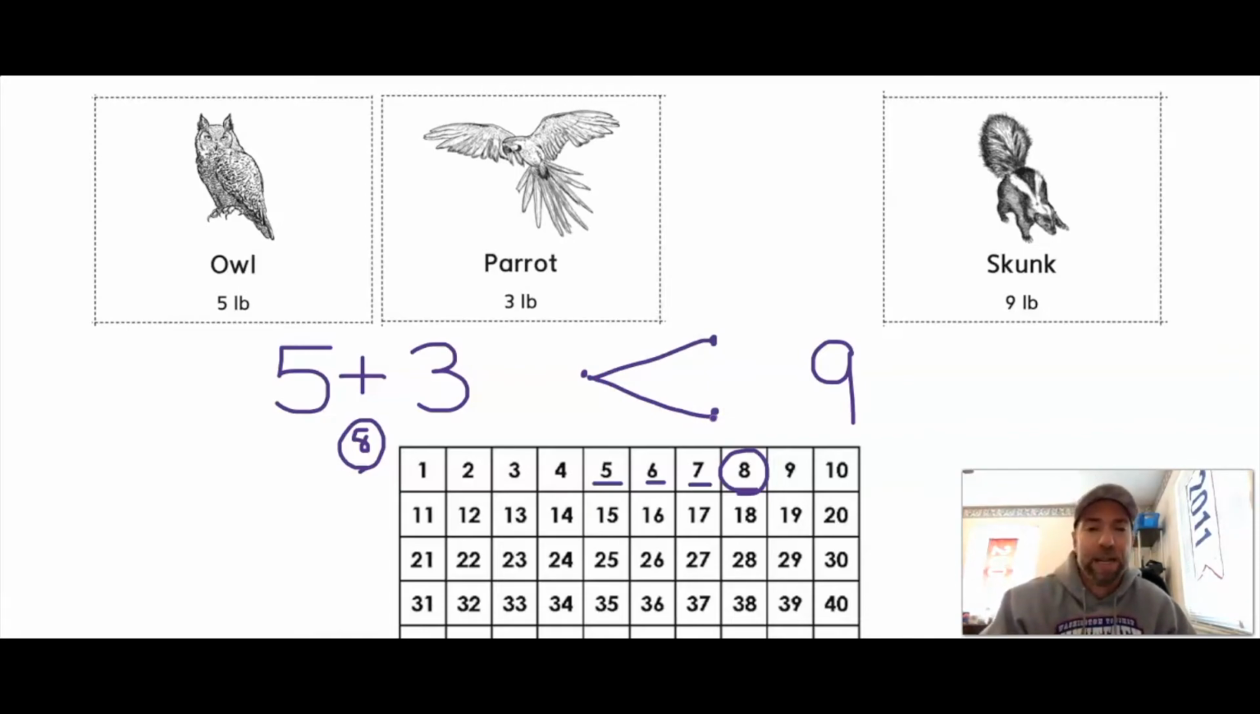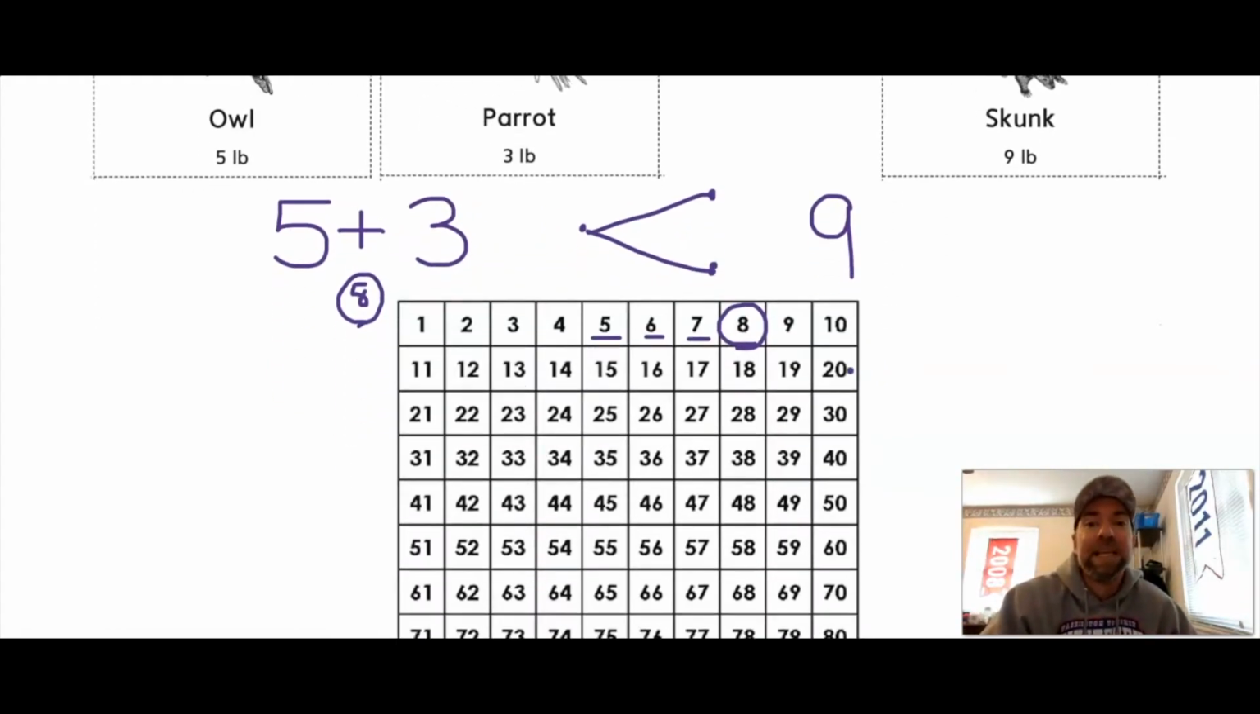And I can read this number model. Let's practice reading it. 5 plus 3 is less than 9. Try that. 5 plus 3 is less than 9. Awesome job. All right, let's clear it off. Let's see if we can get another one.